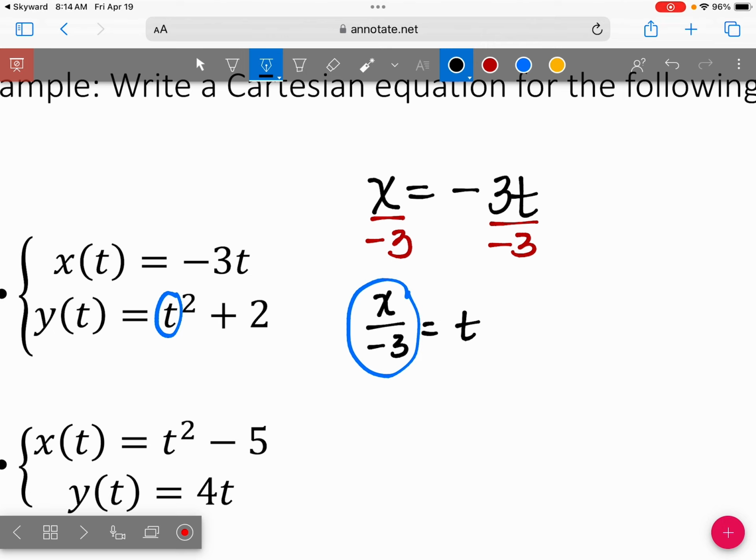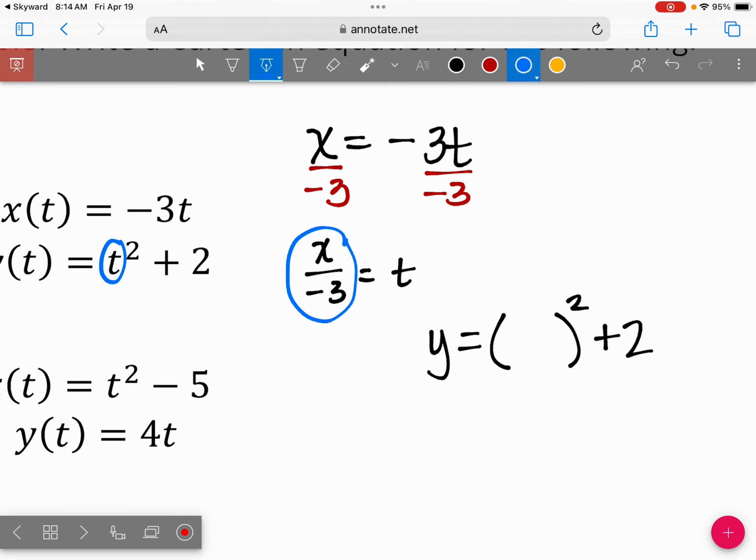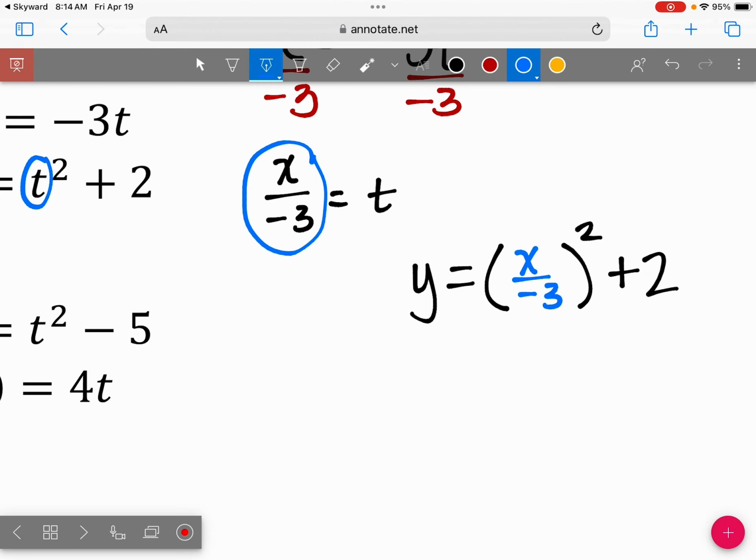So when I substitute that in, y equals t squared plus 2. And I'm putting that x over -3 inside. And let's simplify that. What is x over -3 squared? You just square them both. Square numerator, square denominator. So what's x squared? X squared. And what's -3 squared? 9. So your equation would be y equals x squared over 9 plus 2.